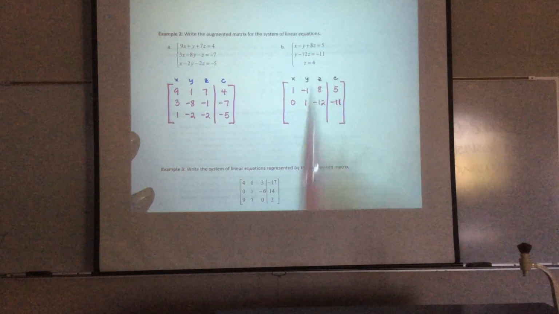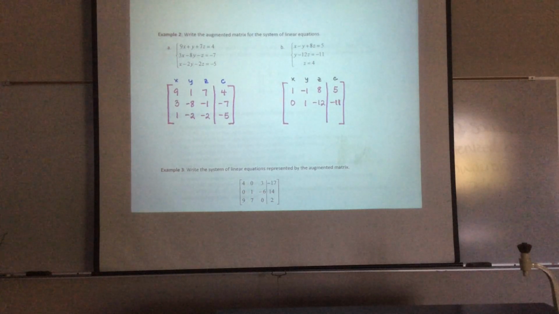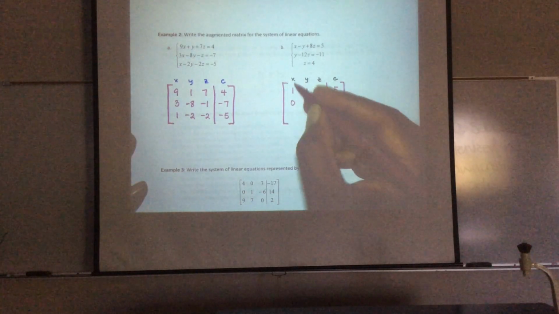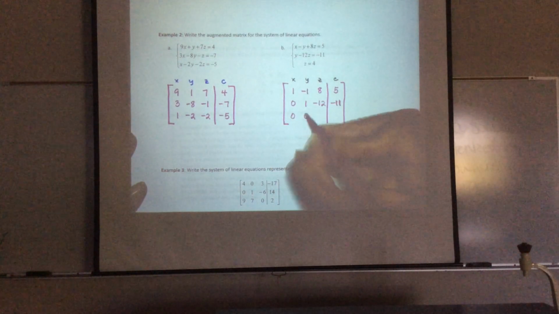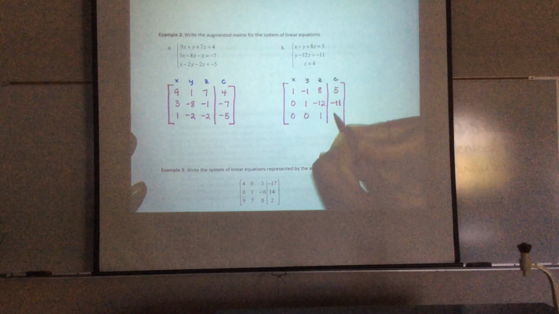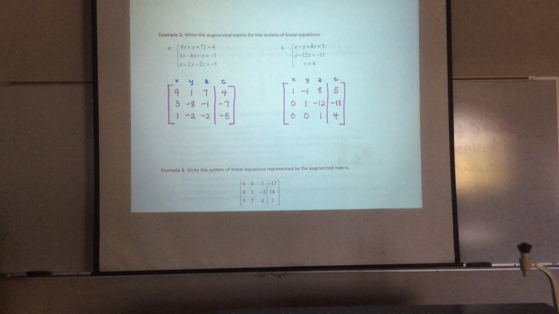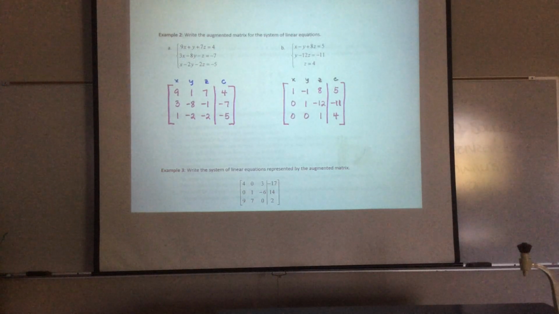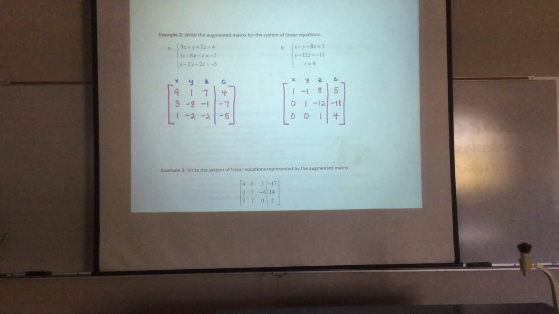The final equation, z is equal to 4. Well, in this case here, there are no x and y terms. The x coefficient has to be a 0. The y coefficient has to be 0. The coefficient of z is an understood 1. The constant term is 4. Okay. That's how we write an augmented matrix for any system of linear equations.